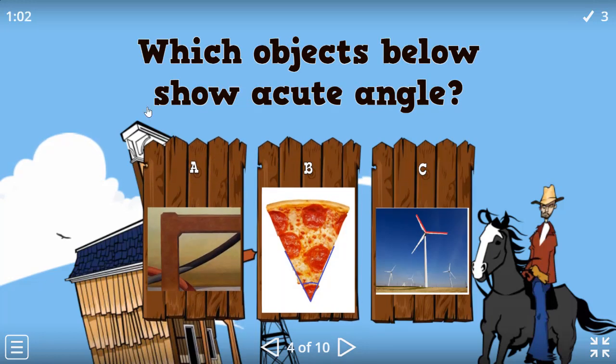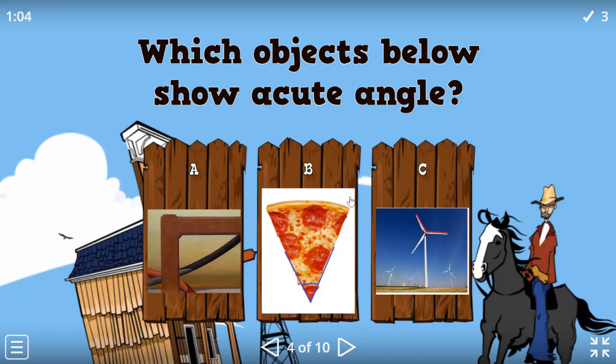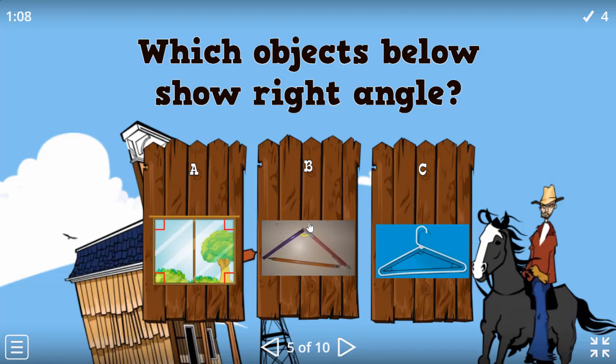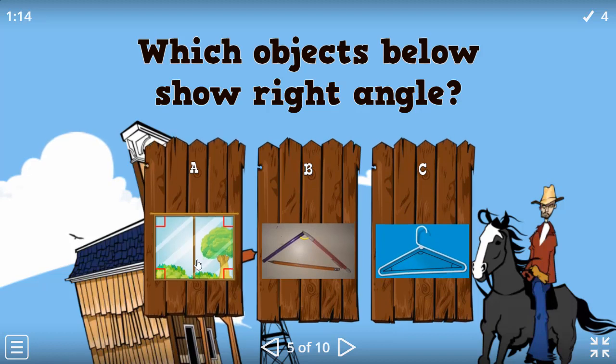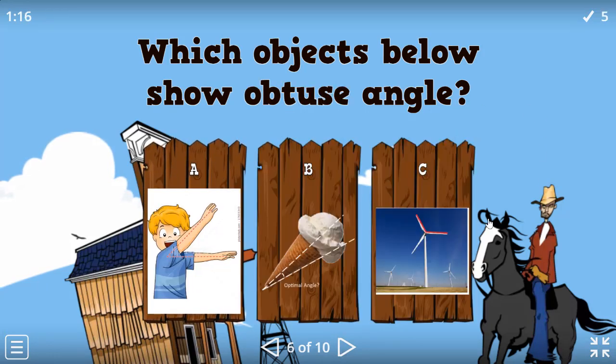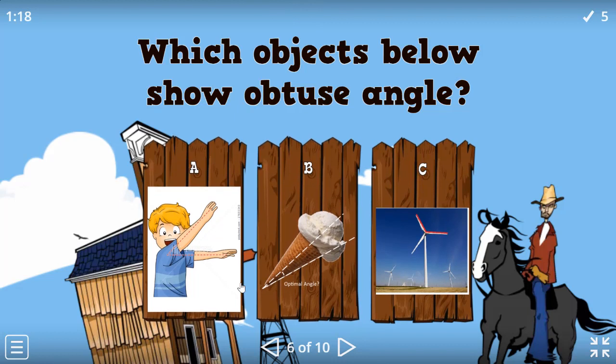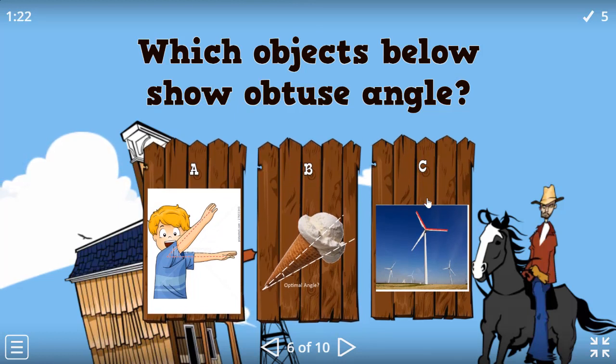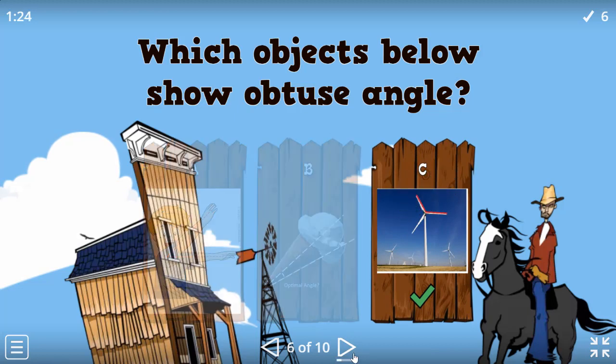Yes? Next, which objects below show acute angles? Next, which objects below show right angle? B is not, C is not. So A. Which object below shows obtuse angle? A and B show acute, so C is our correct answer.